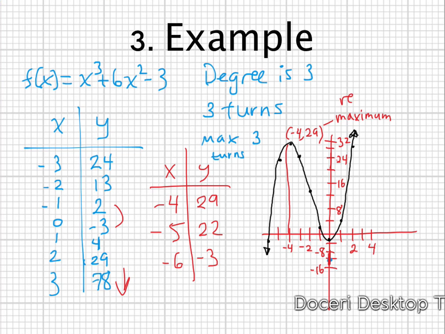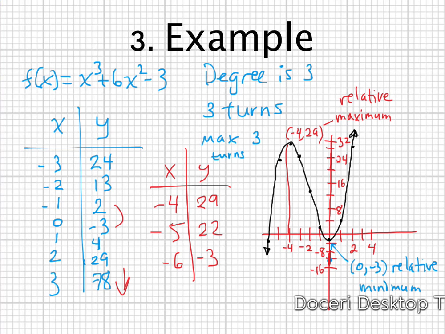And it's a relative maximum because there could be another maximum somewhere else. It's not the biggest number, it's just the biggest number in this area of the graph. And then I have, at this point, 0, -3, I have a relative minimum. Okay, so that's pretty much all you have to do for these examples.